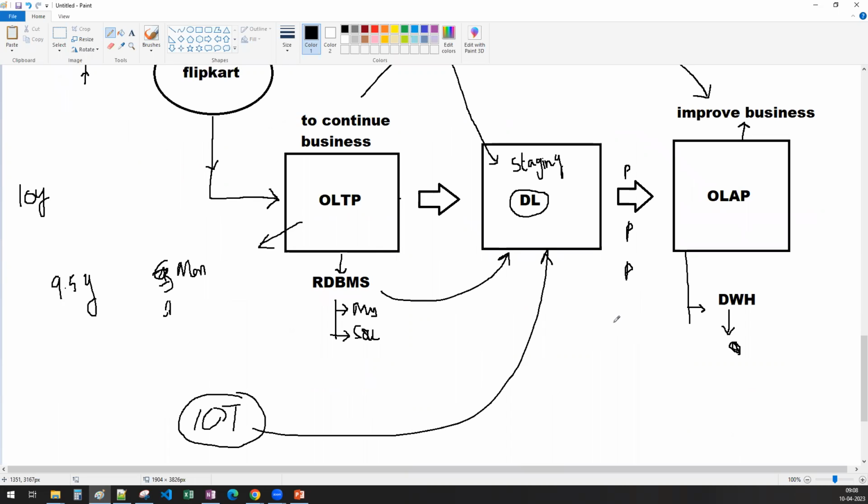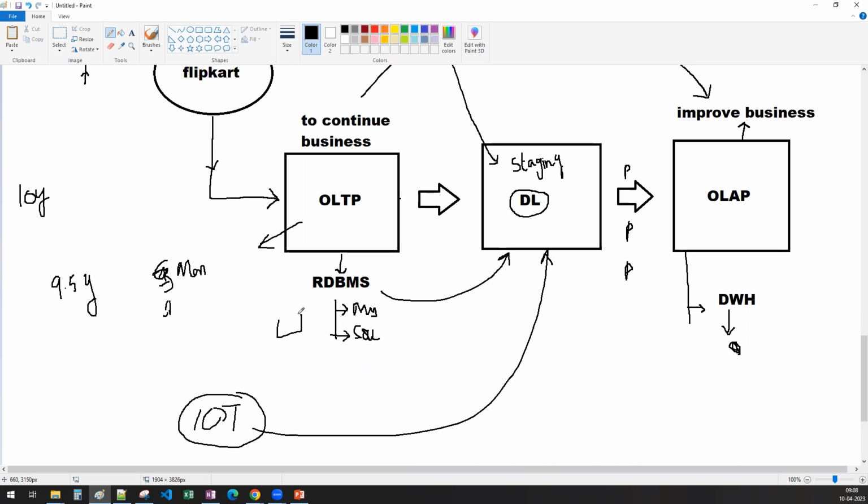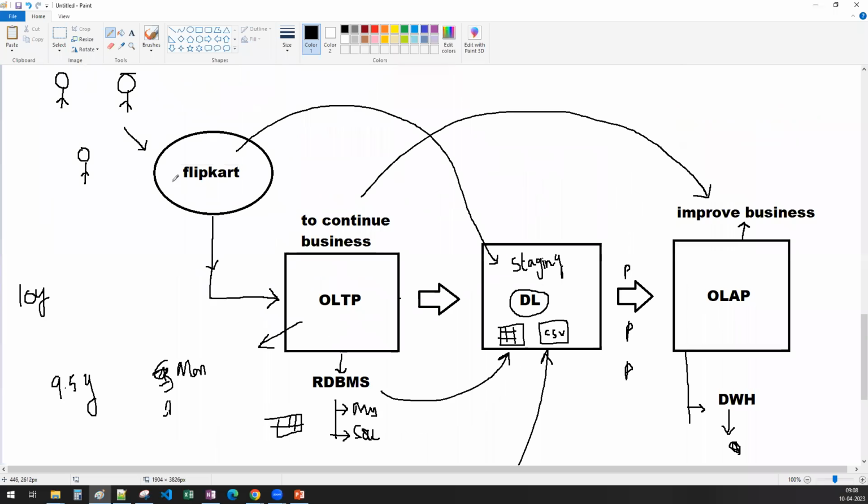So the data lake data is in the same format as the data that you get from the original system. For example, if you get a table of some size from the OLTP, the data coming from RDBMS will again be a table. If you get data from IoT in the form of a CSV file, here also it is the same CSV file. If you get data from an application, most of the time it is JSON, so it is a JSON file only.